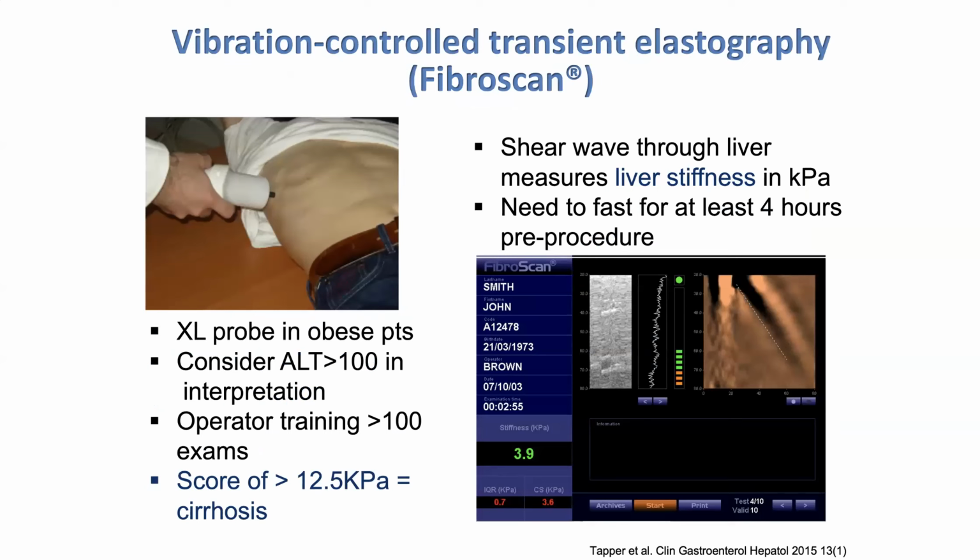It uses an ultrasound-like probe, but the probe sort of pulses over the liver and is measuring liver stiffness. So there's a shear wave through the liver, and that shear wave correlates with the amount of inflammation and scarring in the liver. There's different size probes depending on whether you have somebody who's obese or not. And there's a little bit of operator dependency, but generally it doesn't take very long to become very good at doing fibroscans. And these give you scores as well. And if you have a score, in this case, over 12.5, then that's consistent with cirrhosis. So again, a non-invasive way.